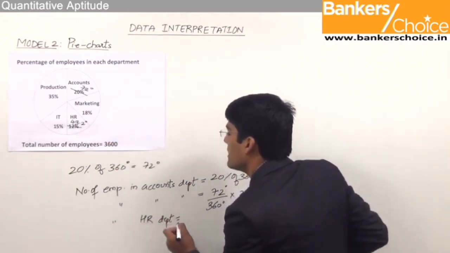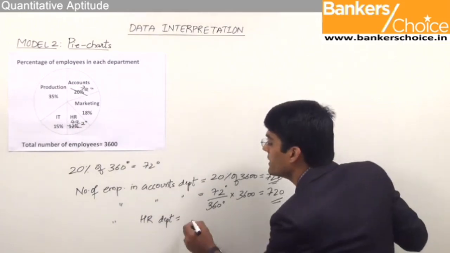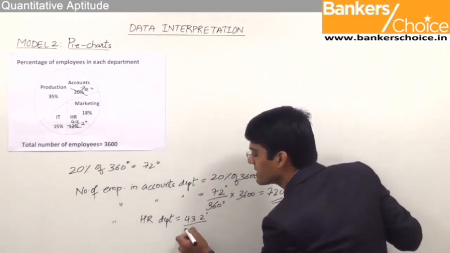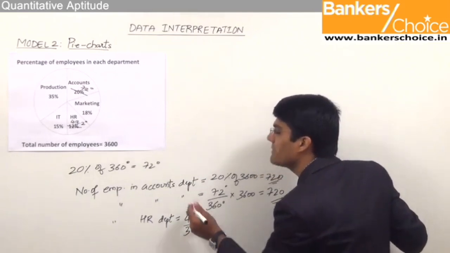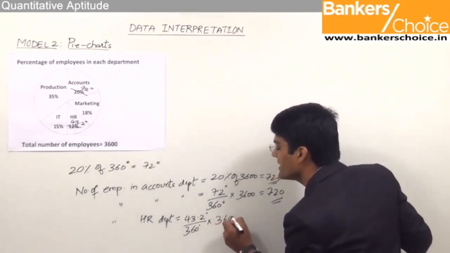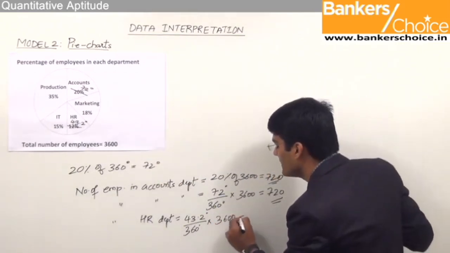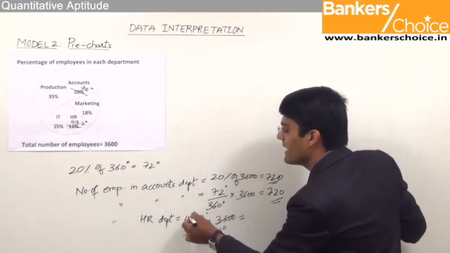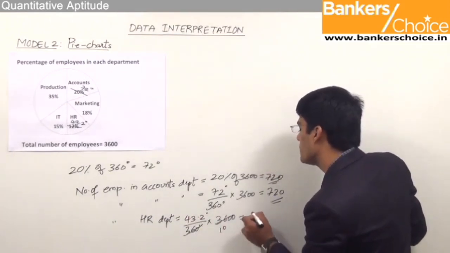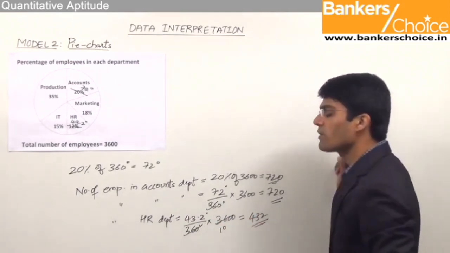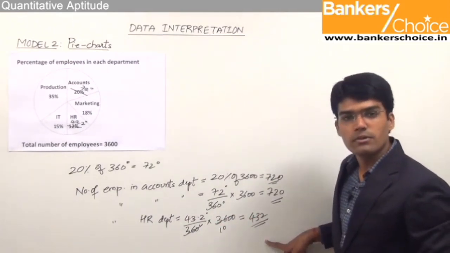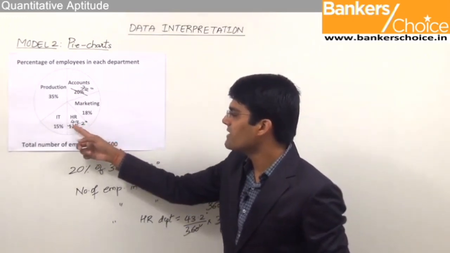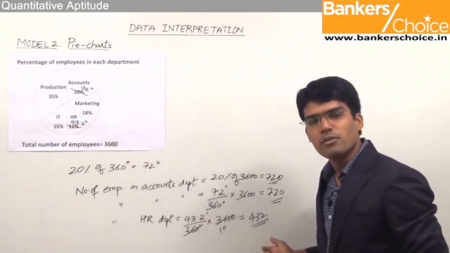But here it should be taken as number of employees in HR department can be taken as angle given is 43.2 degrees. So 43.2 degrees out of total 360 degrees. Why? Because total angle is 360 degrees, multiplied by total number of employees 3600. Now by simplifying this, we can get the required answer. That is, this 360 here goes 10 times. 10 into 43.2 will be equal to 432. So we can say number of employees in HR department is 432. Otherwise, if you take in terms of percentages also, we get the same answer. 12% of 3600 will be equal to 432.